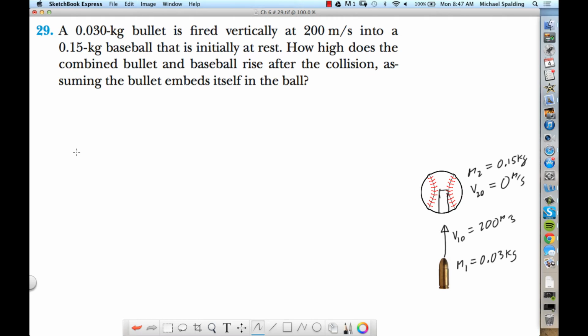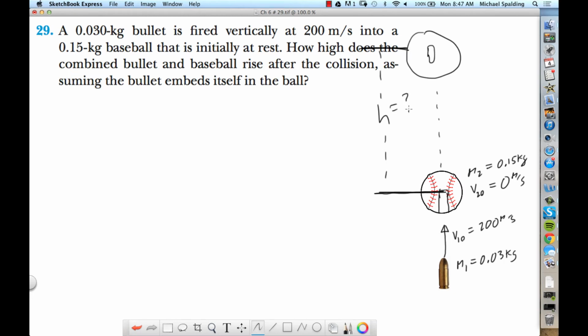So how are we going to approach this problem? What they want us to figure out is how high the bullet-baseball combo rises after the collision. The collision happens right here. And then as a result of the collision, the bullet-baseball combo is going to go up, up, up to a point up here, and the bullet's inside the baseball. What they want us to figure out is how high it rises.